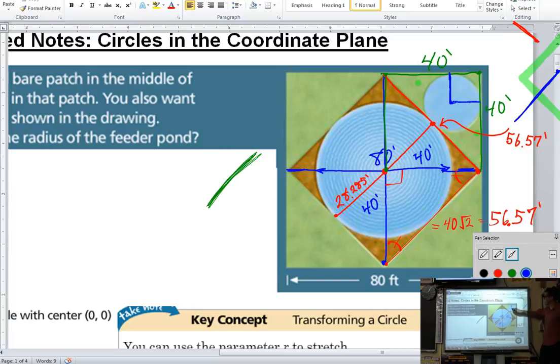So if I'm looking for the radius, I've got two radii in a triangle that could be right there.